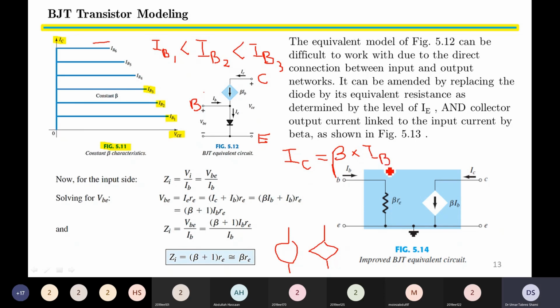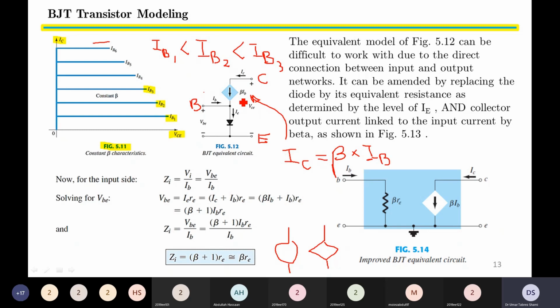The collector current is a function of the base current. Therefore, this current source is dependent on the value of base current. It is written that the value of the current source is beta times IB, because this current source is not independent, it is dependent, and it depends on the gain of the transistor, which is called the beta value, and secondly, it is dependent on the base current, IB.